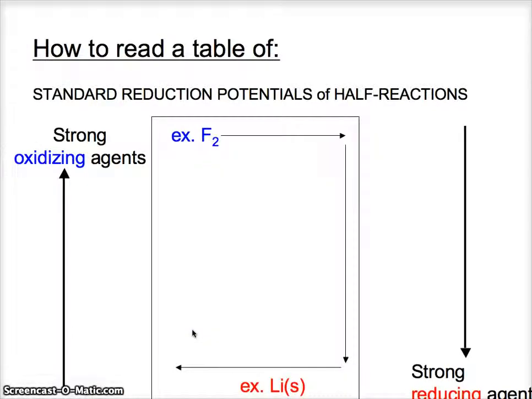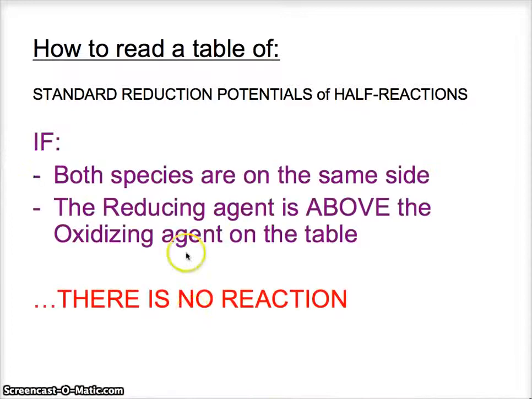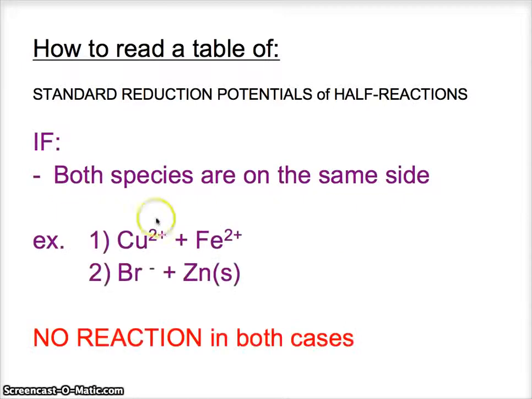So an example where this will not occur is if you have both species on the same side of the table, or if the reducing agent is above the oxidizing agent. In both of these cases, there will be no reaction. So for example, what does this mean? If you find both of these species, if you find copper 2+ and Fe2+, you notice that they're both on the same side of the reaction. In both of these examples, there will be no reaction.